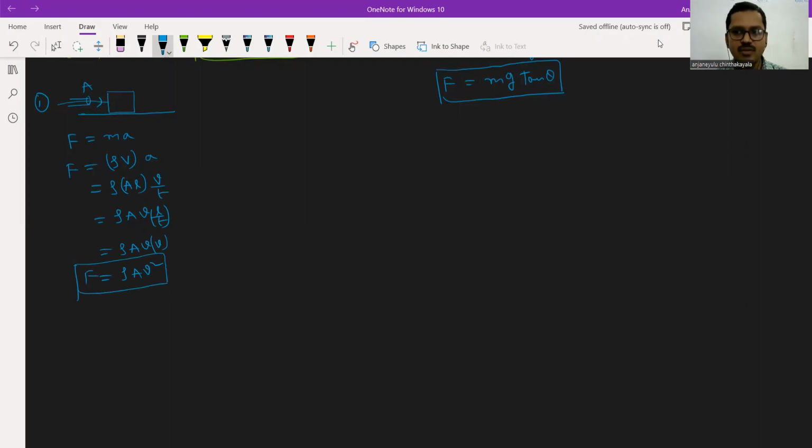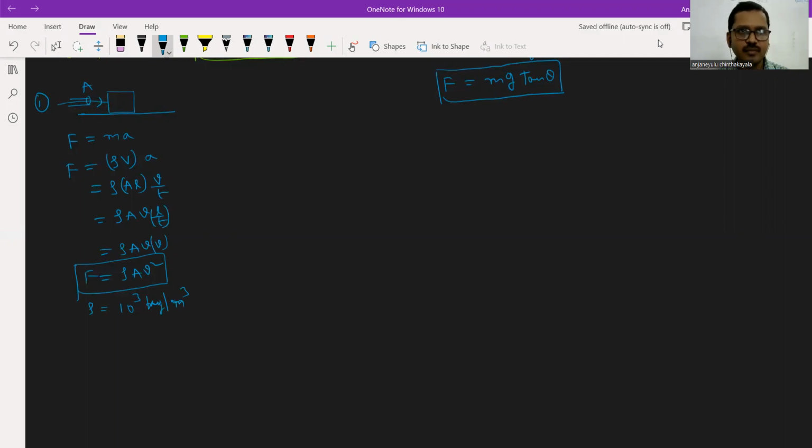In this equation, A is the area of cross section of the pipe, V is the velocity of water coming from the pipe. The rho is the density of water. You know this is a constant value, 1000. Density rho is equal to mass by volume, so the unit is kg per meter cube. This is the density of water.